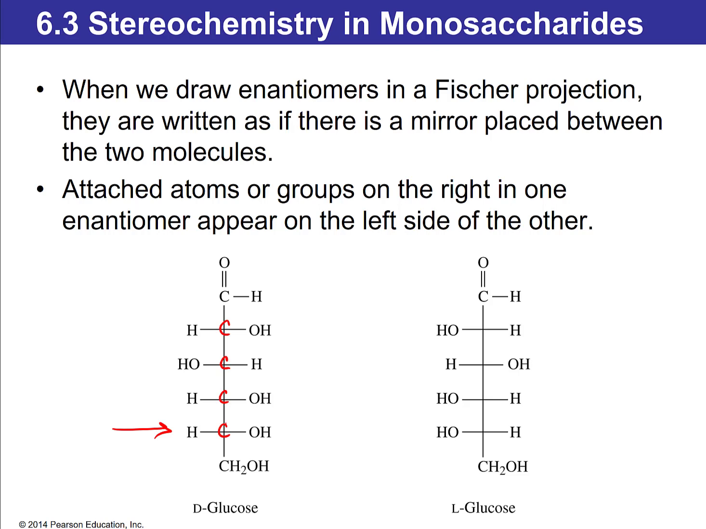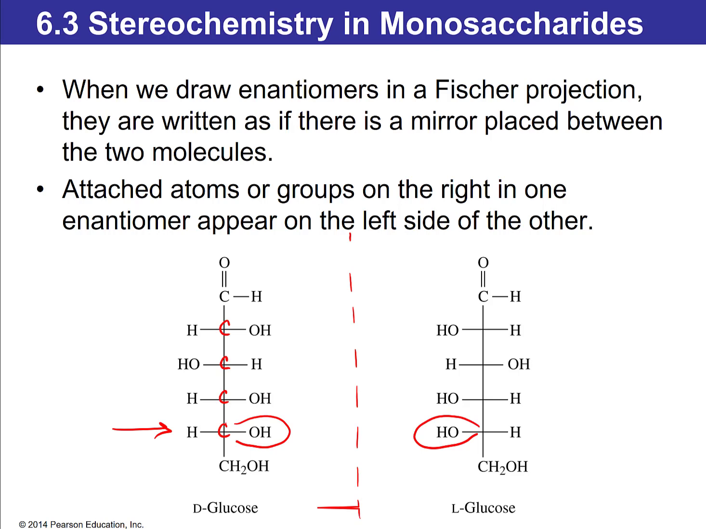Okay, so those 4 are the chiral carbons, but this one, furthest from the top, is going to determine if the glucose is the D form or the L form. And the way that I remember it is it's where the alcohol is. If the alcohol is on the right, it is the D form. If the alcohol's on the left, it's the L. And so D-glucose and L-glucose, can you see how these look like mirror images? If you took one and looked at it in the mirror, it would look exactly like the opposite one. These are the right and left-handed versions of glucose.